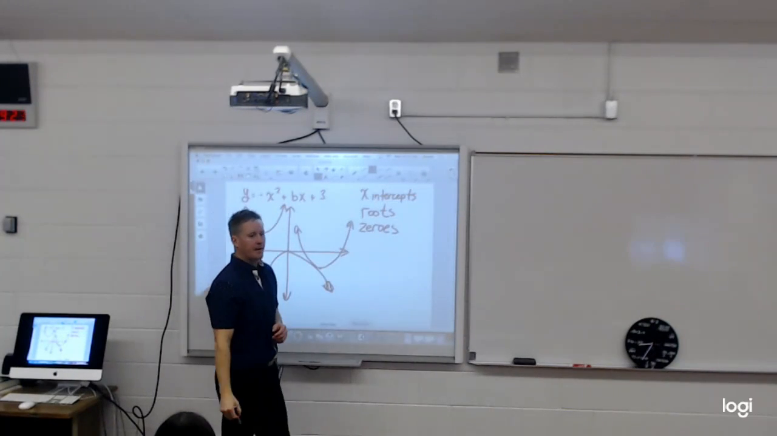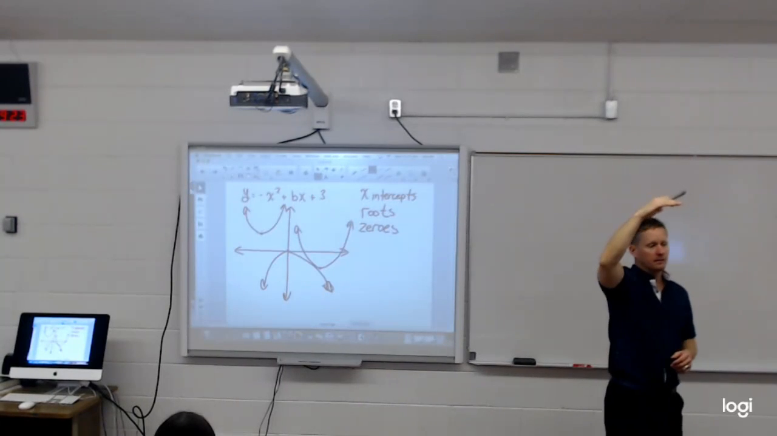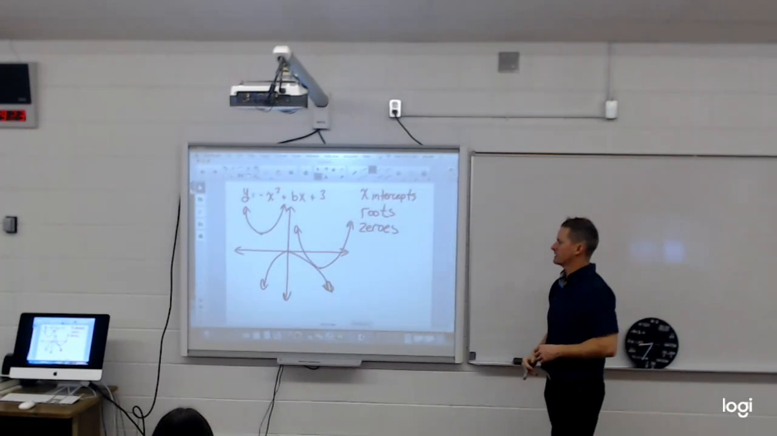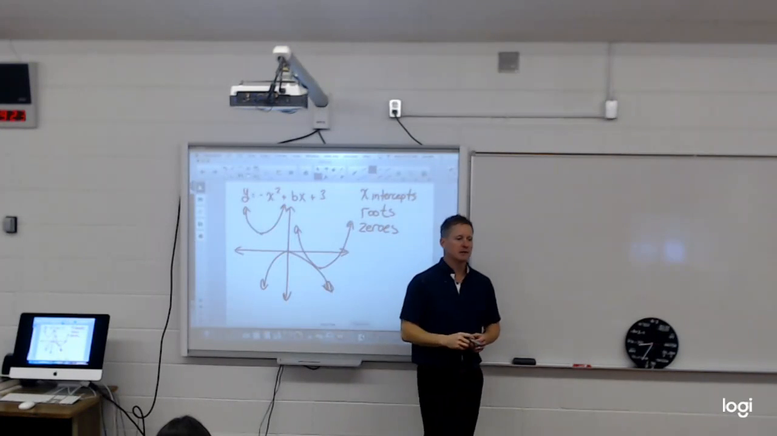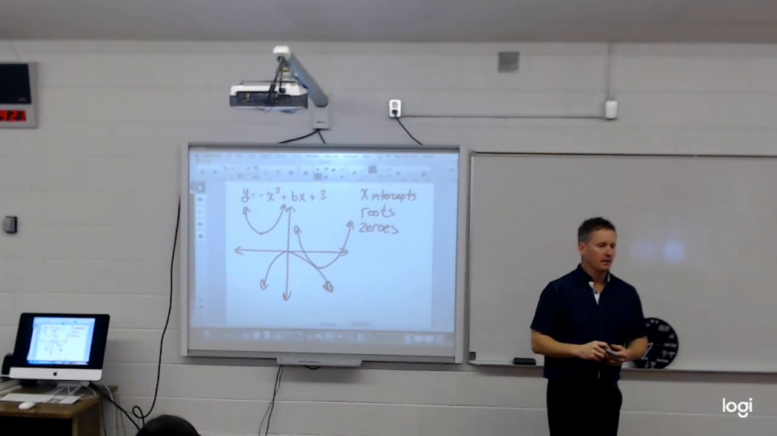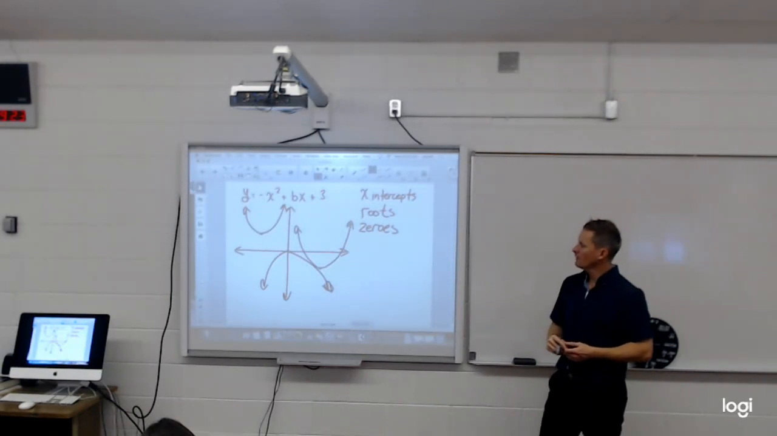If it opened up and it was shifted above the x-axis or below the x-axis, okay, you would have no roots there. It wouldn't touch the x-axis. So there are 3 possibilities for roots. Okay?